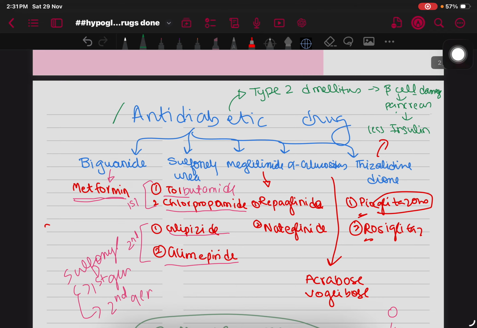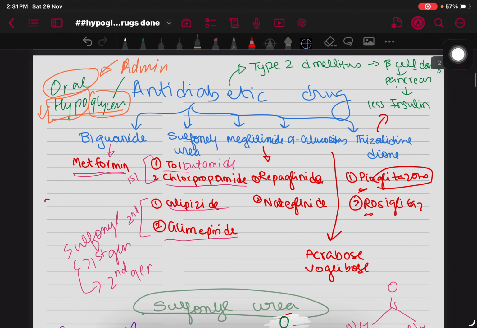Anti-diabetic drugs are also called oral hypoglycemic drugs because first, they are administered orally, and they are used in glycemia, meaning glucose, and hypo means decrease, to decrease the level of glucose in our body by oral administration. Now classification of drugs.